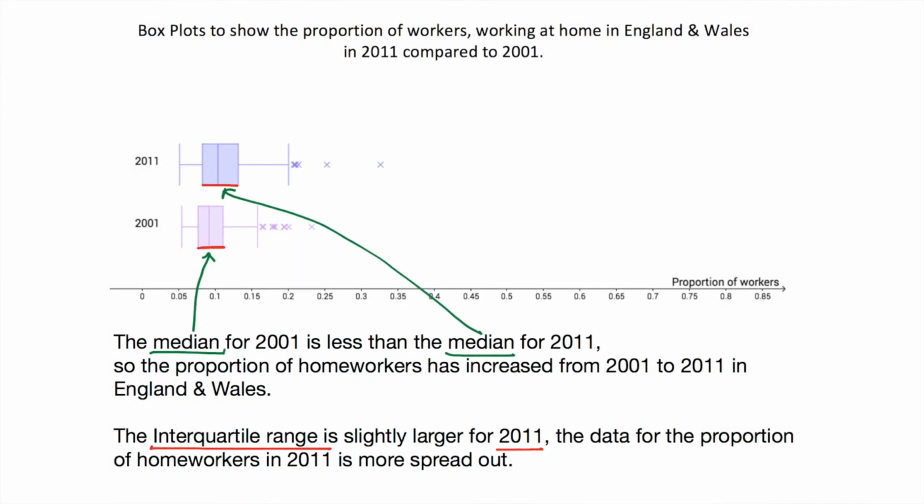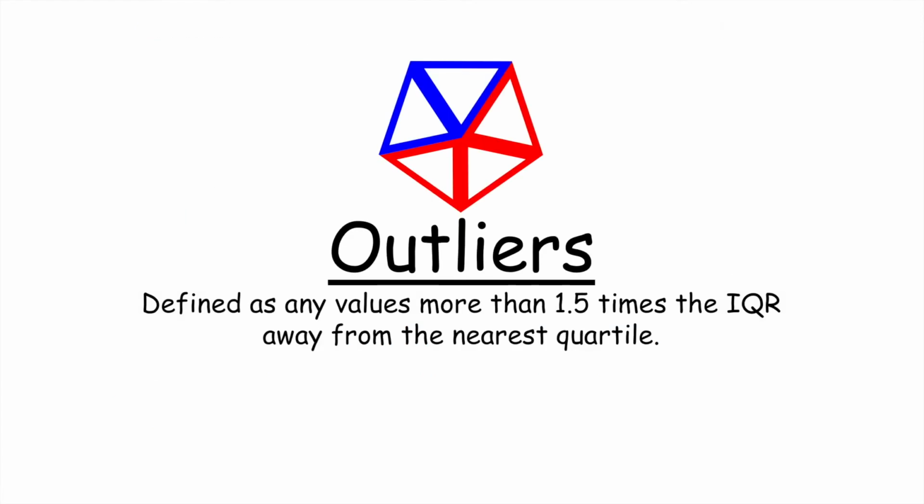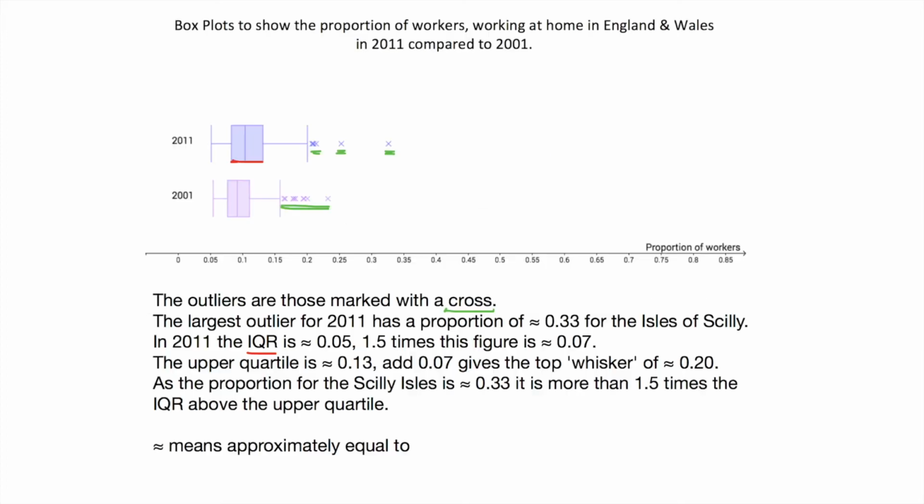For analysis, you can compare the medians to see the proportion of home workers has increased from 2001 to 2011 in England and Wales, and the interquartile range to see that the data is more spread out in 2011. A new feature on these box plots is the outliers, which we have not seen before. So look at the largest outlier from 2011. Satisfy yourself that it does indeed meet the criteria for an outlier, being 1.5 times the interquartile range away from the nearest quartile.